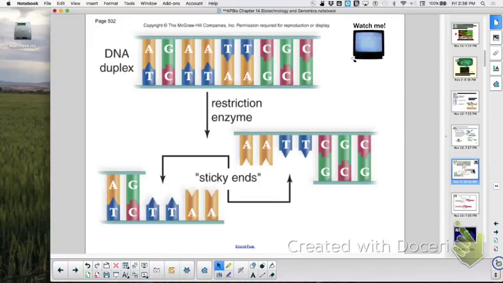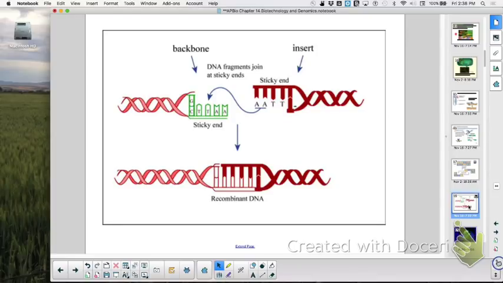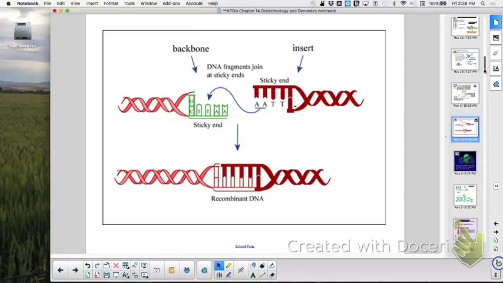Okay, so here you can see the restriction enzymes cutting, and you can see the overhangs, and the idea is if you cut with the same restriction enzyme, then you will have the same overhangs, the sticky ends match, so that enables you to splice the DNA back together using some sort of ligase.